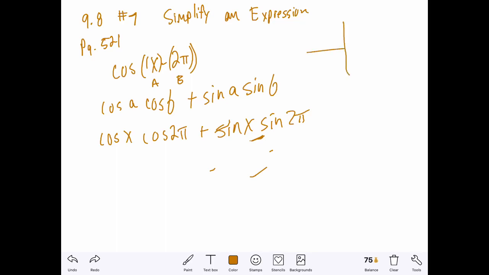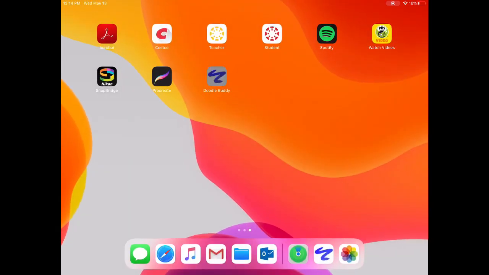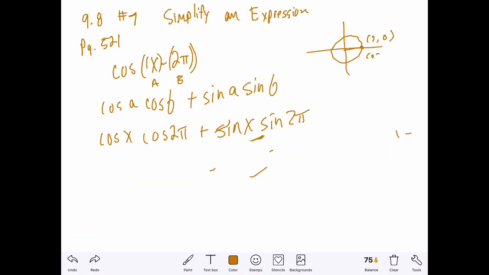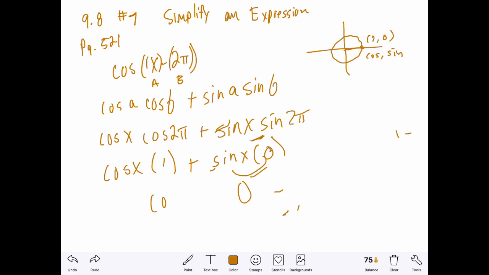Okay, remember on our unit circle here, 2 pi is just all the way right back to here. And that's going to be 1 on x, 0 on y. And then remember that corresponds to cosine and sine. Okay, so cosine of x is just cosine of x. Cosine of 2 pi would be 1. Plus sine of x is just sine of x. And sine of 2 pi would just be 0. 0 multiplied by anything here makes that 0. So it's cosine of x plus 0, which is cosine of x.